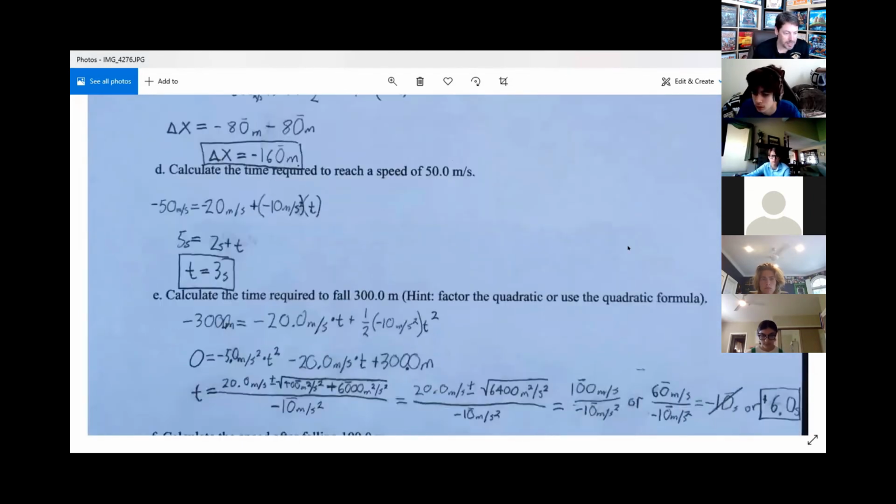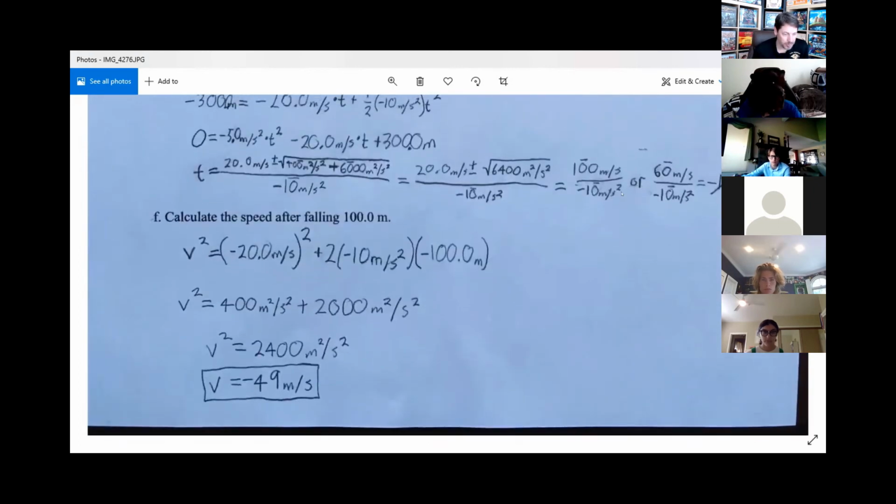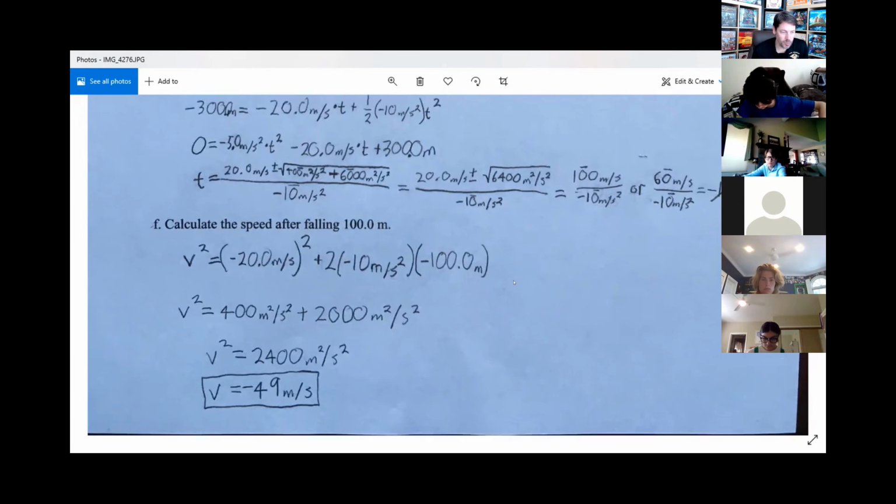Just a couple quick comments on F, for example. Speed and velocity, College Board is very flexible with interchanging those words. They don't technically mean the same thing, but the speed in most scenarios is the magnitude, or the number size, of the velocity. So since they've left it as velocity and left it as negative 49 meters per second, they would still earn full credit, even though it says calculate the speed, because they're not going to nitpick that much.